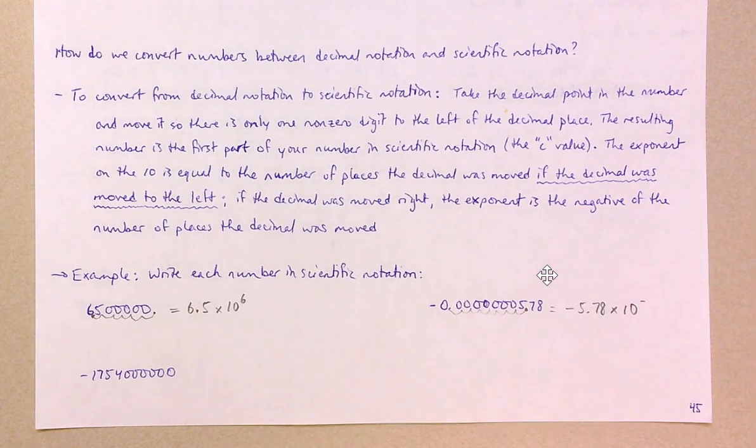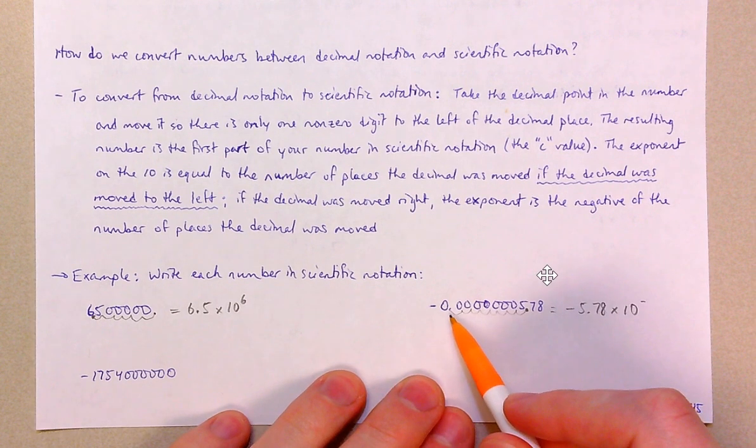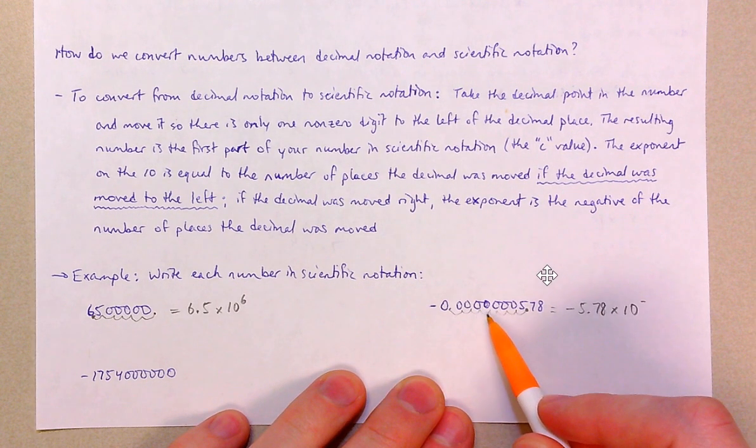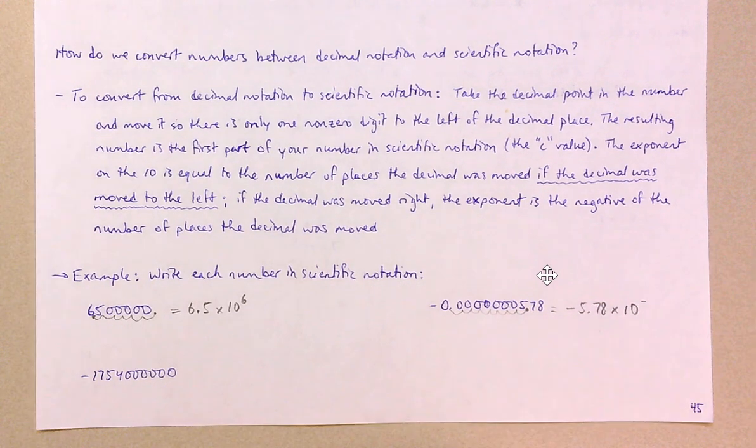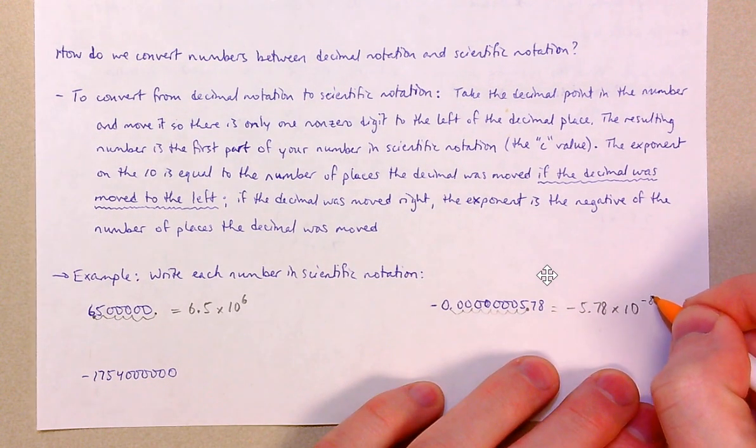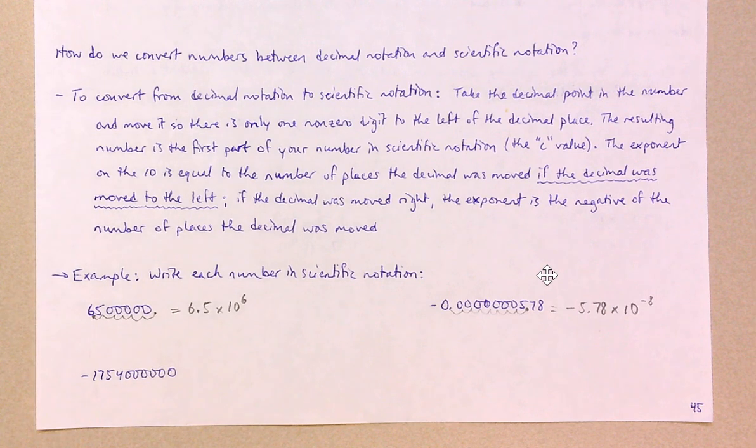But what is the numerical piece of this? It's the number of places that I moved this decimal point to the right. And how many places did I move? 1, 2, 3, 4, 5, 6, 7, 8. So it's going to be 10 to the power of negative 8. So that is this number written in scientific notation. I'll give you guys the small challenge of trying to figure out this one on your own, and we'll go through it in class.